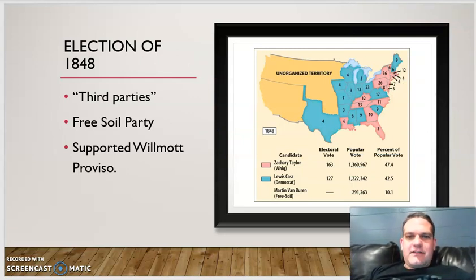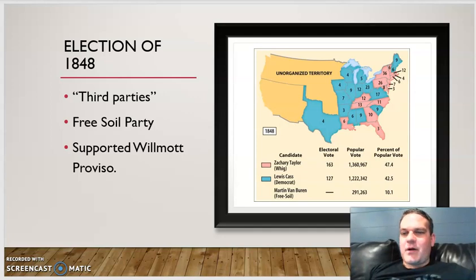All right, election 1848. We have the third party steps in. This is called the Free Soil Party. They are all about the Wilmot Proviso. Remember, Wilmot Proviso says this area will have no slavery or involuntary servitude. Ever.